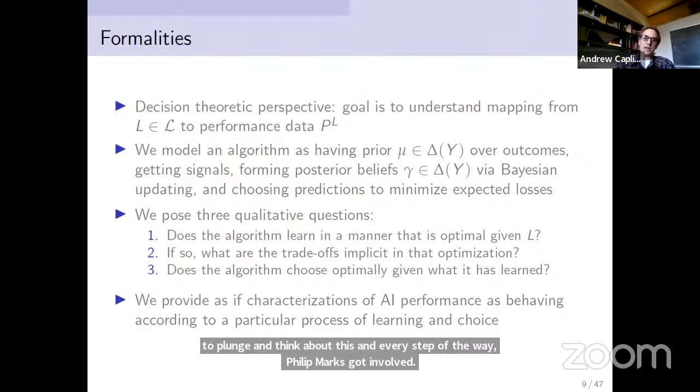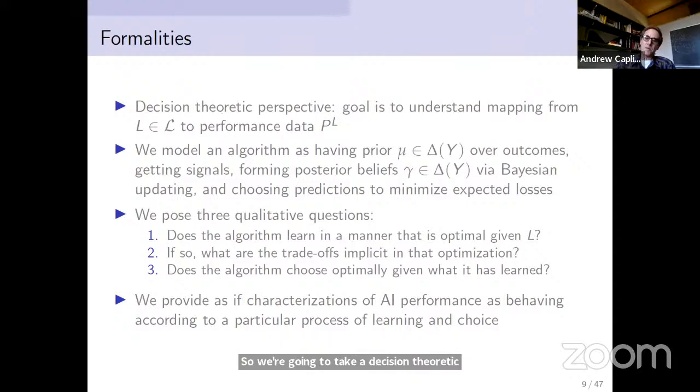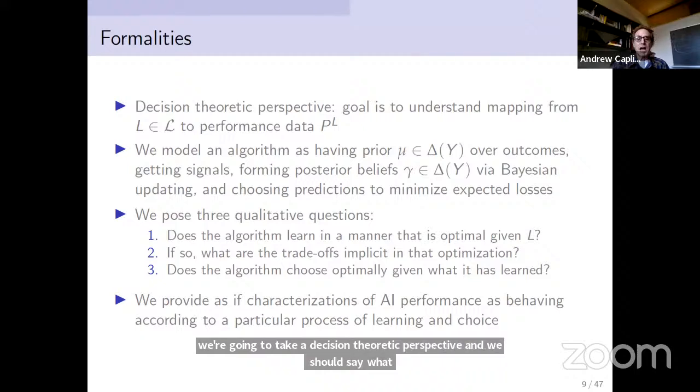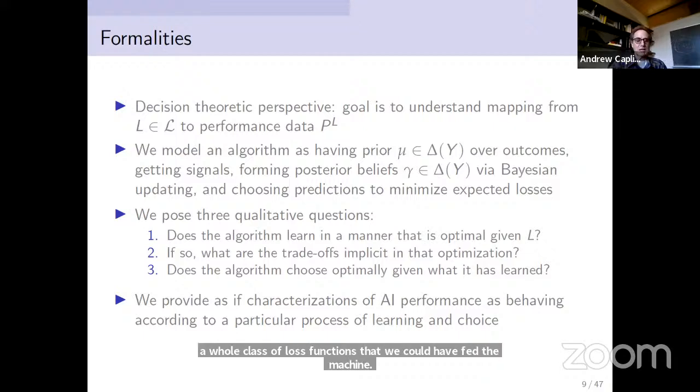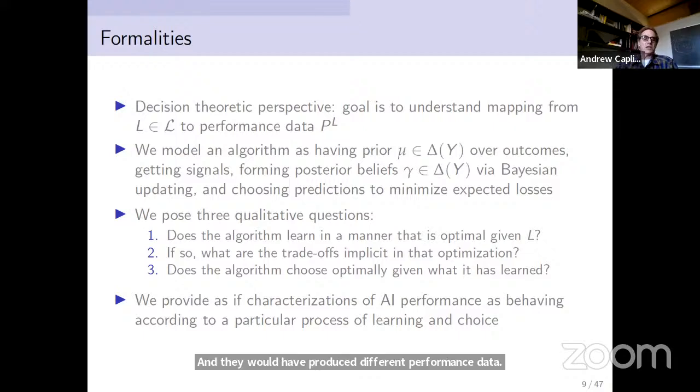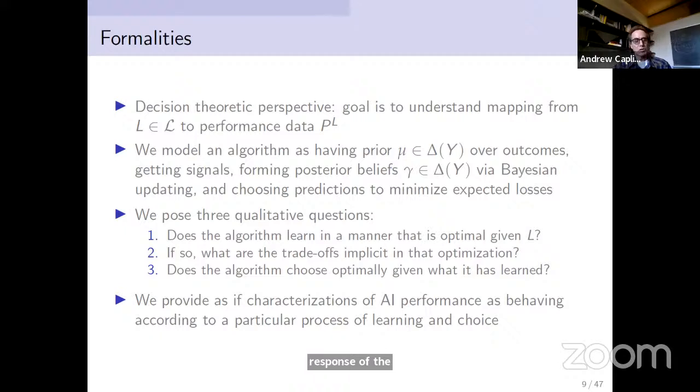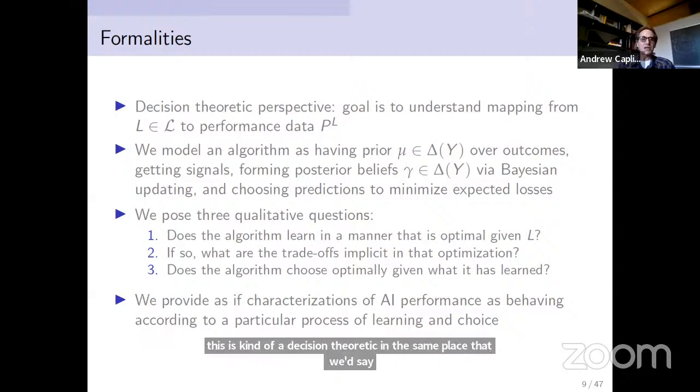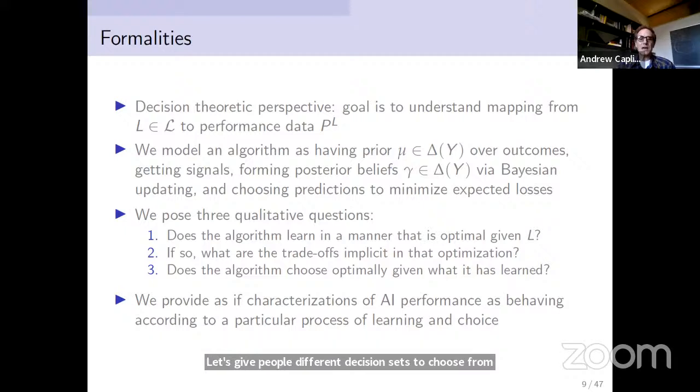So we're going to take a decision theoretic perspective, and we're saying there's a whole class of loss functions that we could have fed the machine, and they would have produced different performance data. Presumably, there's some response of the algorithm to what it's trained to minimize. And this is kind of decision theoretic, in the same place that we'd say, let's give people different decision sets to choose from. So we think of varying a whole bunch of things and looking at the trace in the data of what happens.